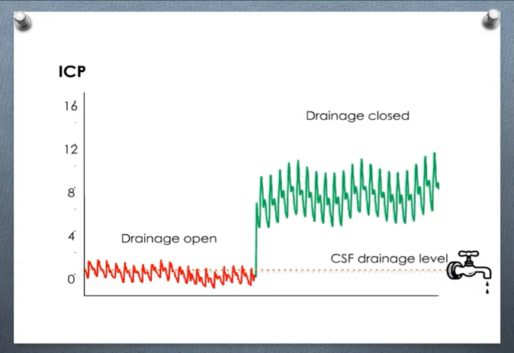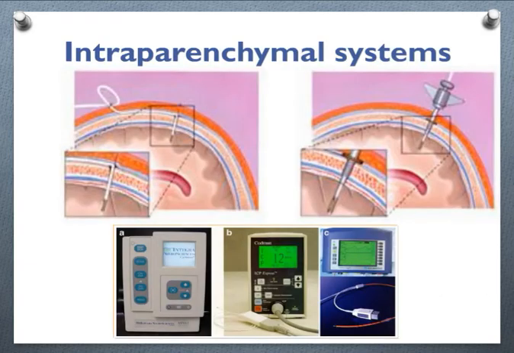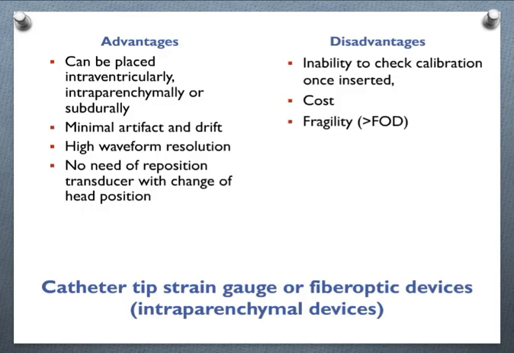And there is the difficulty sometimes of putting the catheter in the ventricles; in the more severe patients, the ventricles are very small, as we saw in the cartoon at the beginning. Some technology advances come from the intraparenchymal systems that are fiber optic or solid transducer systems. These are the 3 systems on the market. They could be placed everywhere, in the ventricle, in the parenchyma, and subdurally, but the main position of this kind of device is intraparenchymal, and they have minimal artifact.